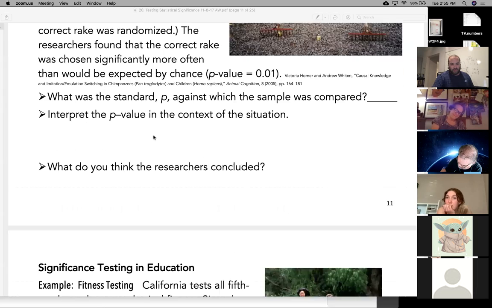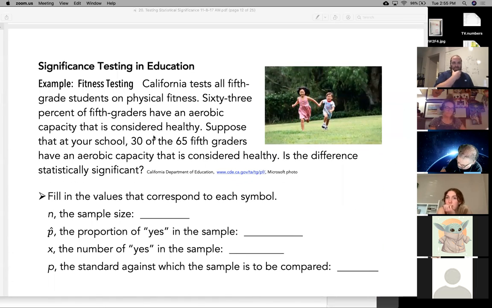so let's try this one. Significance testing in education. California tests all fifth grade students on physical fitness. 63% of fifth graders have an aerobic capacity that is considered healthy. Suppose that at your school, 30 of the 65 fifth graders have an aerobic capacity that is considered healthy. Is the difference statistically significant? So is our result for our school just, okay, every school's going to be different, but yeah, it's possible? Or is the result so unlikely that we have to reject it?